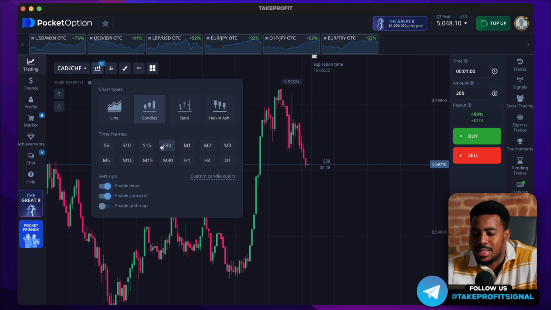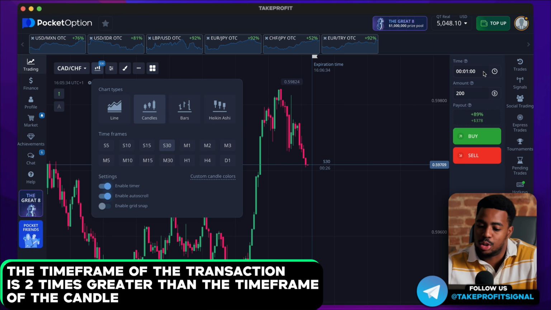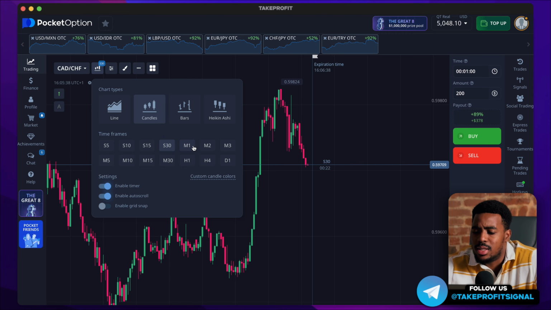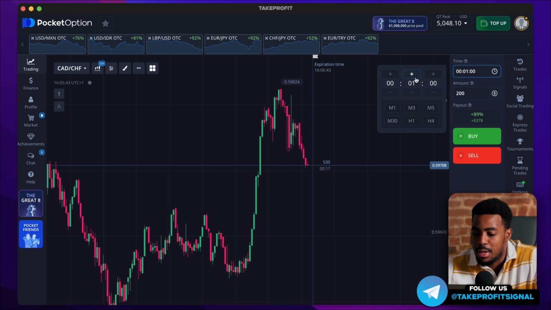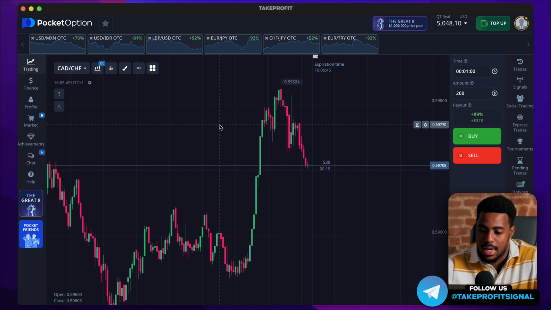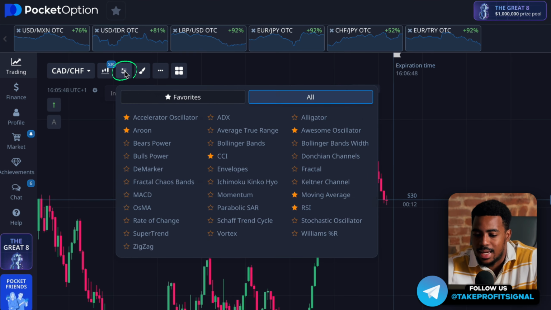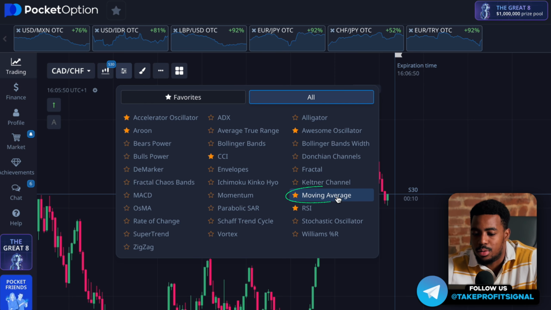The main rule here is that the time frame of your trade should be twice as long as the time frame of your candlestick. If your candlestick time frame is M5, it means your trade should be for 10 minutes. Keep this in mind. Next, we go to the indicator section and click twice on the moving average indicator.